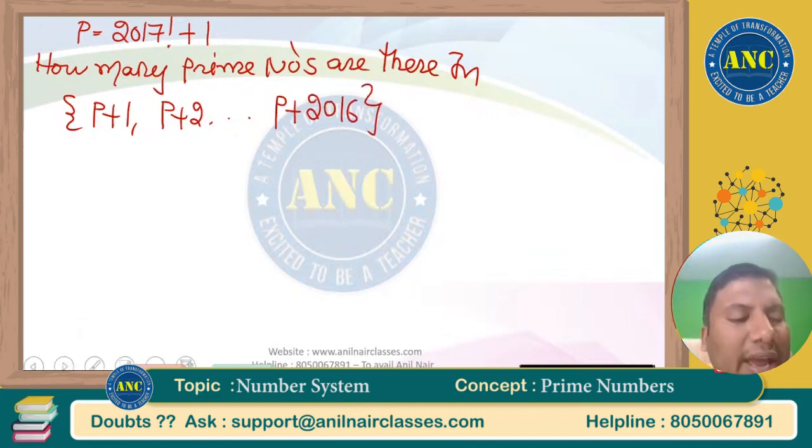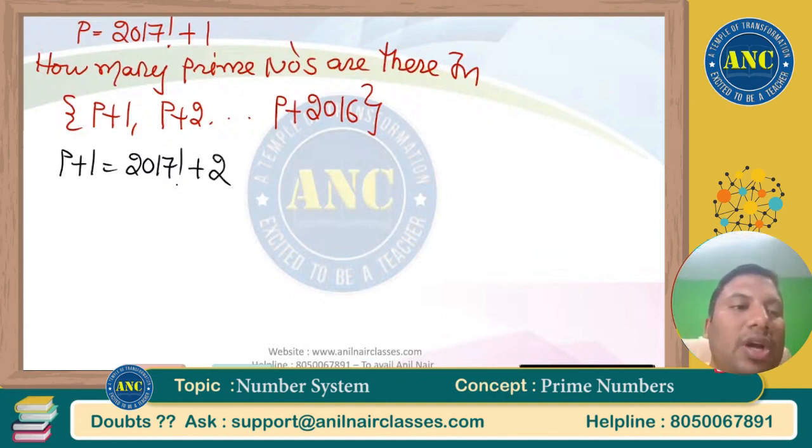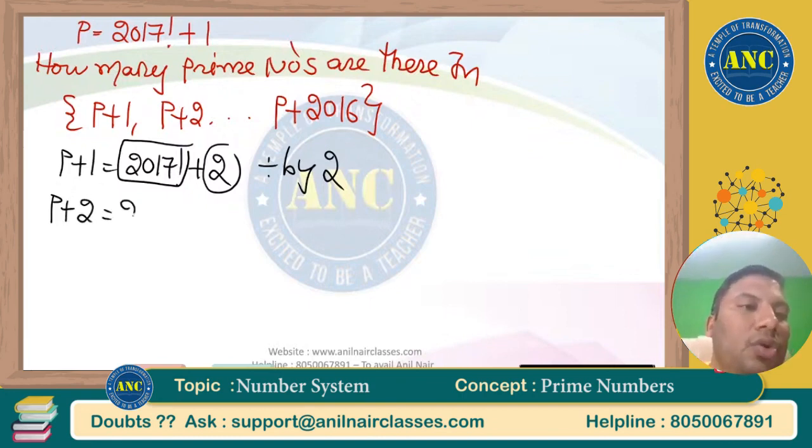Same logic, a CAT replica question, so that you are familiar with the concept. If it is P plus 1, 2017 factorial plus 1 plus 1, it is 2. This 2 is divisible by 2. The answer is divisible by 2. Idea clear? P plus 2 is nothing but 2017 factorial plus 1 plus 2, it is 3, divisible by 3. The answer is divisible by 3.